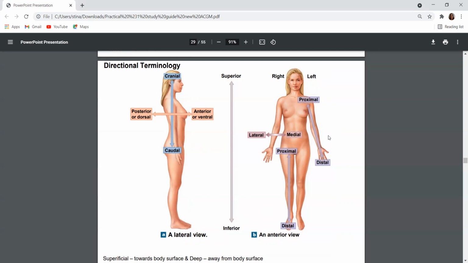So make sure you study these directional terminologies. And again, practice on that worksheet that I'm going to put in your Practical 1 module.